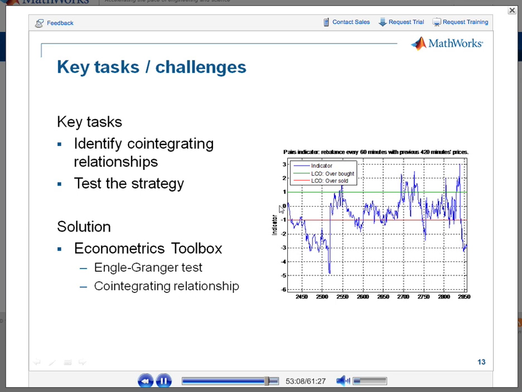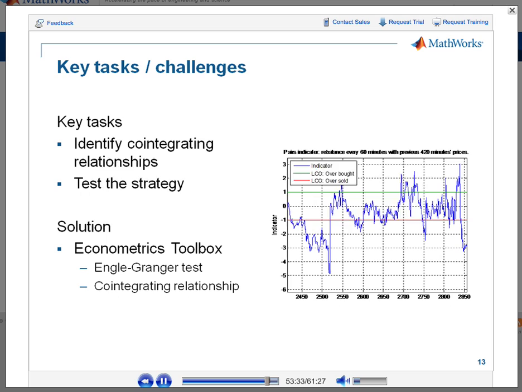So we're looking at using this co-integration relationship along with an overbought and oversold condition, which is pretty common practice when you're looking at a mean reversion strategy for trading. That's the example we'll be using. Rather than using the actual spread between the two, we're going to use the co-integration relationship, because the spread could be misleading and indicate buy and sell conditions when they're really not there.